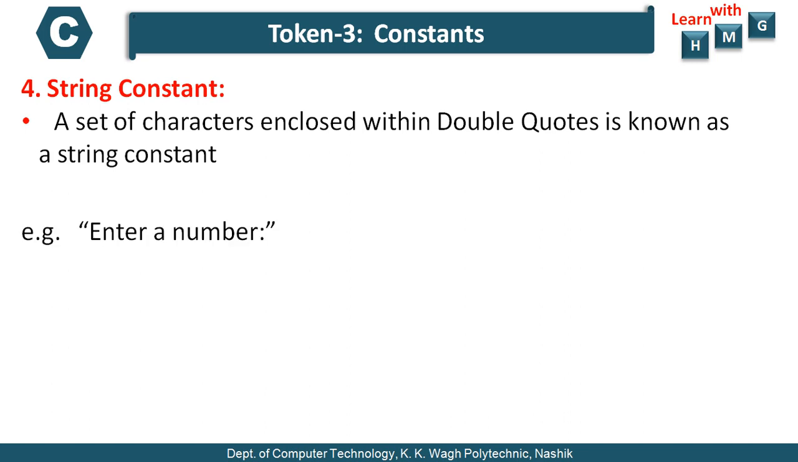For example, here "Enter a number": these are alphabets, in between spaces are there, a colon symbol is there, and enclosed within double quotes, it is a string constant. Backslash n within double quotes, string constant. "Sum = %d", string constant. "a" in double quotes, string constant.